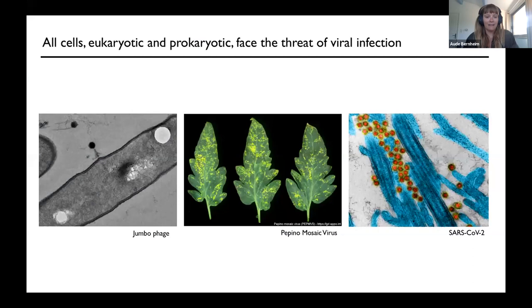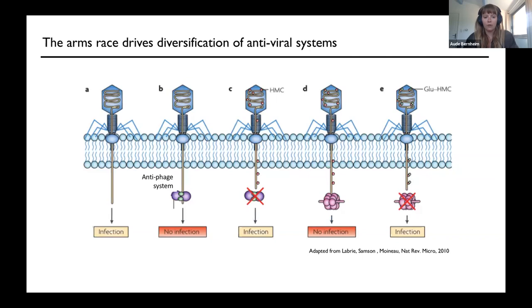Let's start by saying that all cells, eukaryotic and prokaryotic, face the threat of viral infections. And the viruses of bacteria, bacteriophages, as you can see on the right, follow similar types of dynamics with their hosts as other types of viruses and hosts. One of the major trends is the arms race. The notion of the arms race is that when a phage infects a bacterium, it will lead to the development of antiphage systems. And what we observe is that phages are able in some way to overcome these systems, which leads to the development of other systems. This arms race is really central to the trends of viral and host dynamics, and it leads to a diversification of immune systems.